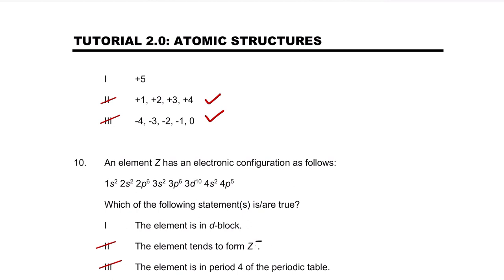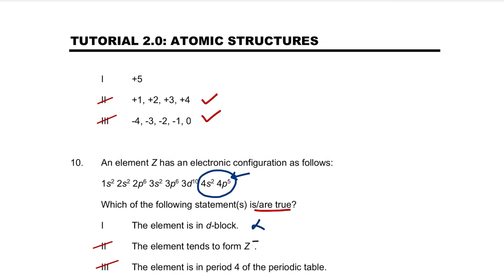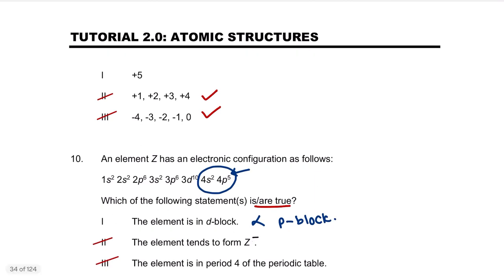Alright, and the last question is a bit of the next chapters, but never mind, we can always discuss it. We have an electron configuration of element Z. Which of the following statements are true? Is the element in the d block? No, we are going to learn it this week in week 5. We have to look at the valence electron configuration. The valence electron configuration is the one with the highest principal quantum number. And the last electron, as you can see here, is entering the p orbital. Therefore, it should be from the p block. I'll explain this more this week.